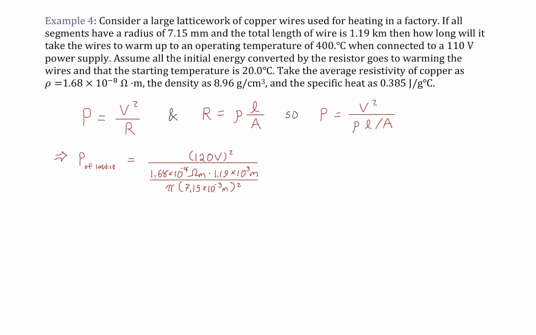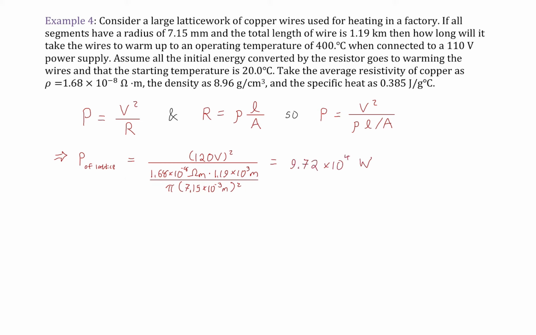Now that wouldn't happen. You'd have some of it leaving as it's still warming, and you'd have to deal with that effect, the surface to volume ratio, and all these difficult things to estimate. But here we can make an assumption that at first all the energy is just going to the internal energy of our lattice work of metal wires. Okay, so there's our power.